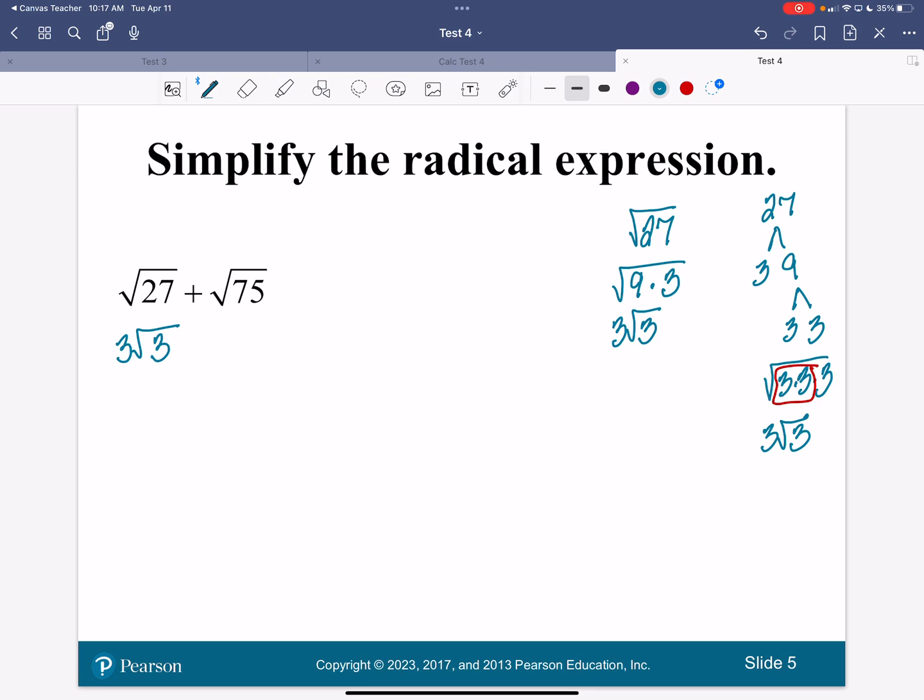Okay? What about 75? 25. Good. My perfect square factor here is 25. So 75 breaks down to 25 times what? 3, and the square root of 25 is 5. Okay? So then I have 5 on the square root of 3. Okay? Now, these are like terms. So what's 3 on the square root of 3 plus 5 on the square root of 3? 8 on the square root of 3. Good. 8 on the square root of 3. And that is my final answer right here.